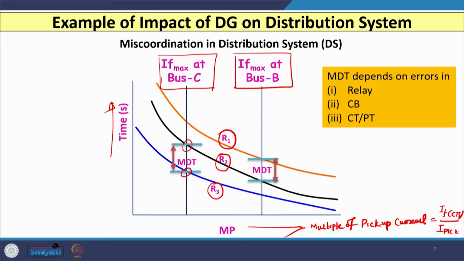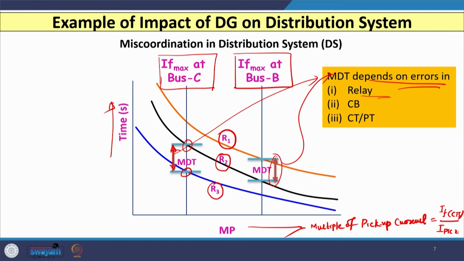So, based on that you can plot the characteristic and you can see that this much margin is available between R2 and R3, and between R2 and R1 this is the margin available, and this margin is known as the minimum discrimination time. This margin between the characteristics of 2 relays depends on errors in the relay. Let us see, for example, how errors in the relay change the value of MDT.